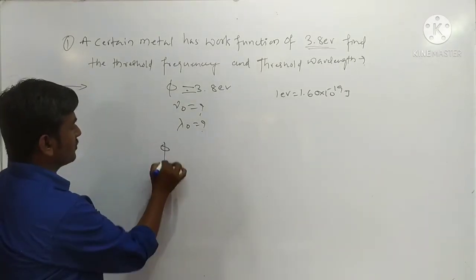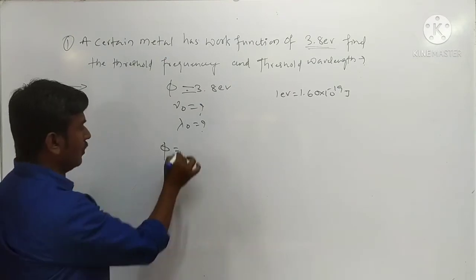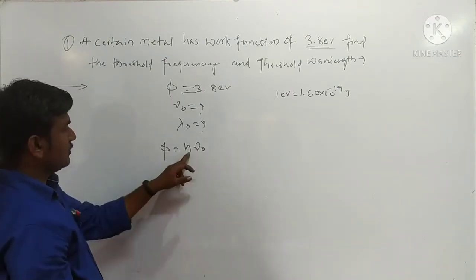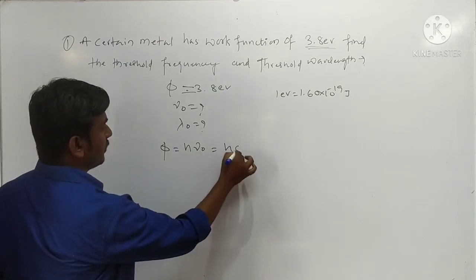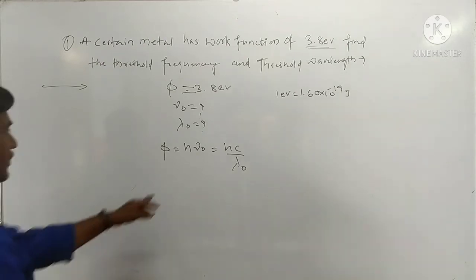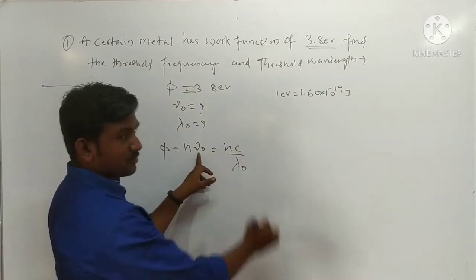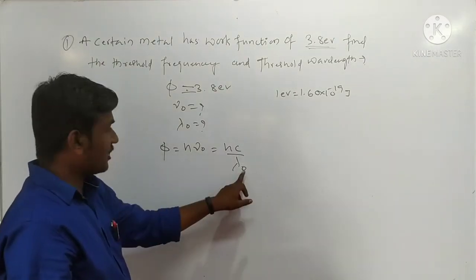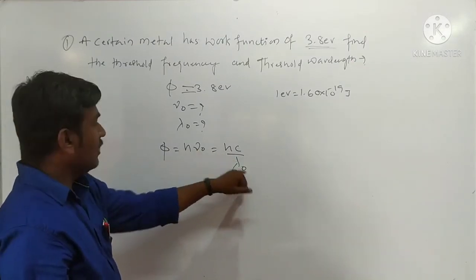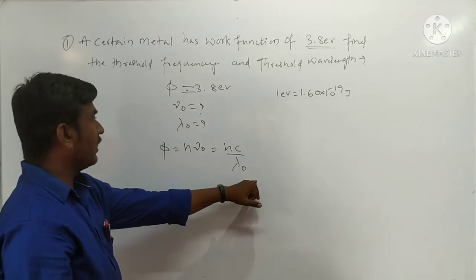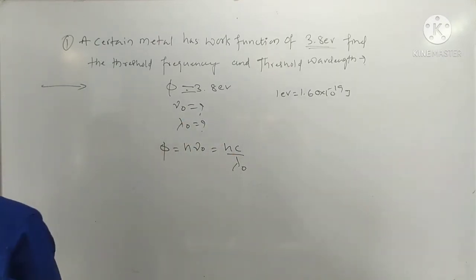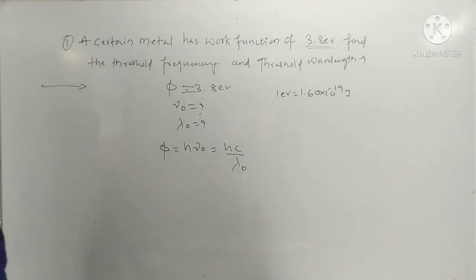So work function phi equal to h nu naught, right? So h nu naught is equal to hc divided by lambda naught. We can write it like this. So corresponding threshold frequency, corresponding threshold wavelength. If this is minimum, then this will be maximum; if this is maximum, then this will be minimum. So we have to find out those two terms.